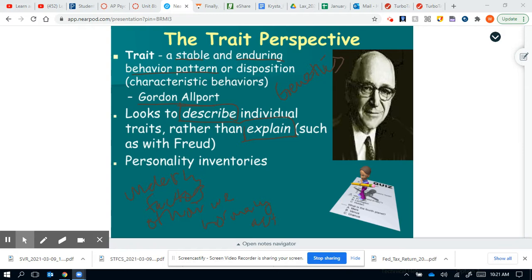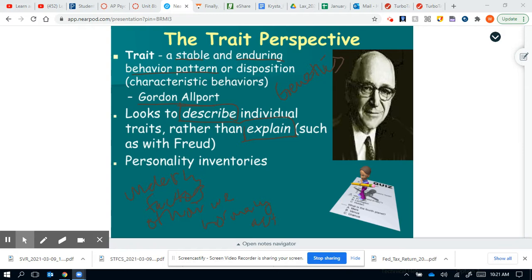Okay, the Freudian theory and the other ones attempt to explain why we behave the way that we do. Trait theory just says this is the overall personality picture of this person.